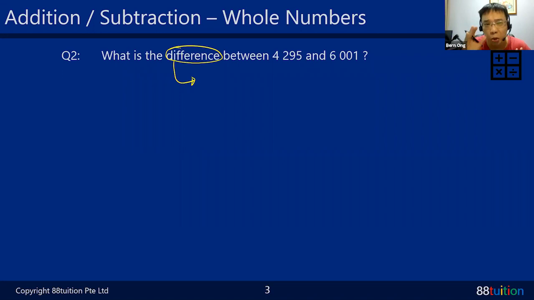Sec 1, Sec 2, they don't know what is the meaning of differences. The meaning of differences means what? Big minus small. Trust me. All right, it means big minus small. It's to find the gap in between.